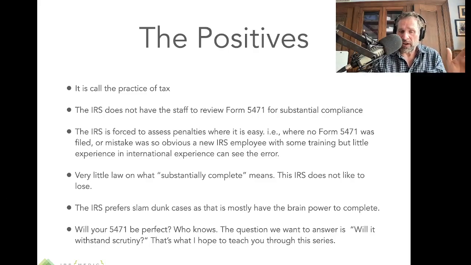So that's the thing you have to be aware of. The IRS does not necessarily like to tell the truth. I don't know if they know they're not telling the truth, but it's not the truth.